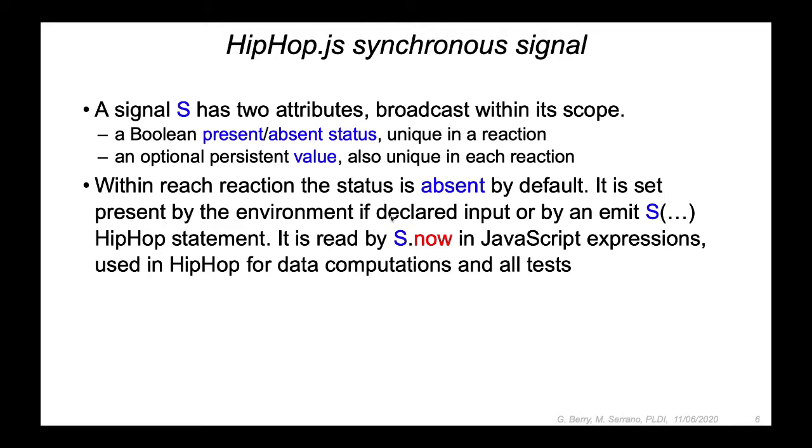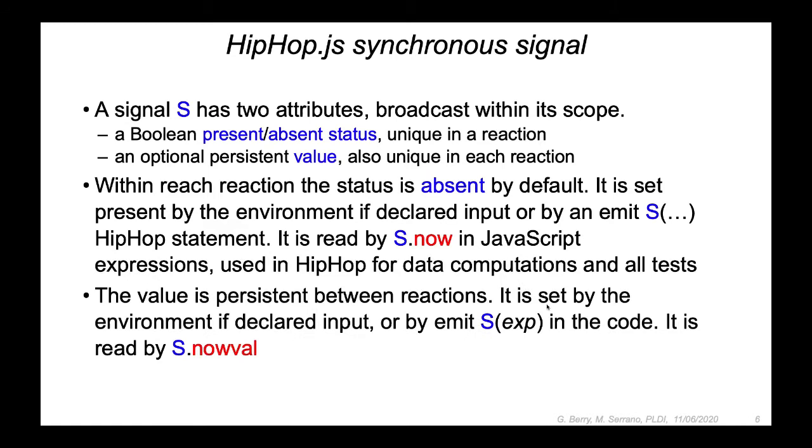It is read by the expression s.now in JavaScript expressions, which are used in hiphop for all data computations and all tests. The value is of any data type, and unlike the status, it is persistent between reactions. It is set by the environment if the signal is declared input, or by emit S of exp in the code, where exp is any JavaScript expression. It is read in expressions by s.nowval.